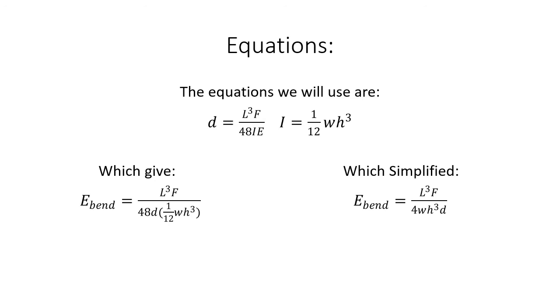And the equations we will use in this experiment: one to calculate the deflection under these circumstances for a rectangular beam, and it has that constant I, which we also calculated, and when we substituted I for 1/12 W H cubed, it gave the final equation, when simplified, E bend = L cubed F over 4 W H cubed D.